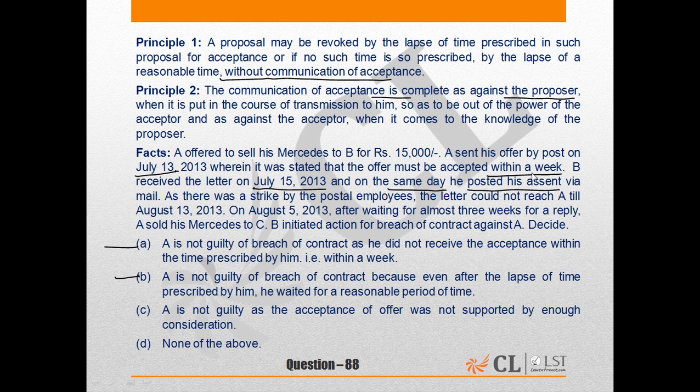And even if we say that there was a lapse of reasonable time, principle 1 says that the lapse of reasonable time should be without communication of acceptance. Over here, B has given his communication of acceptance, and as soon as he has put it in course of transmission, it also stands complete for A. That is why in this case, when B initiated an action against A, A will be liable. He will be held guilty for breach of the contract.